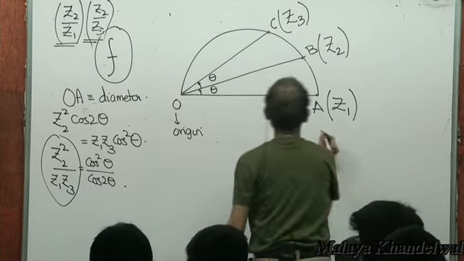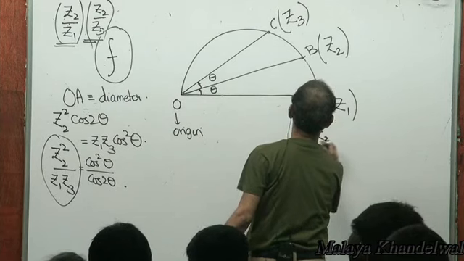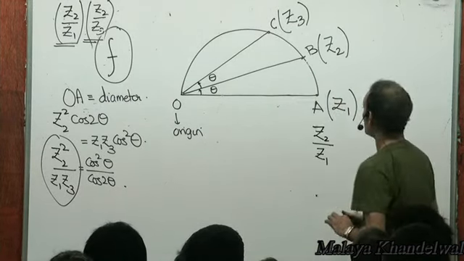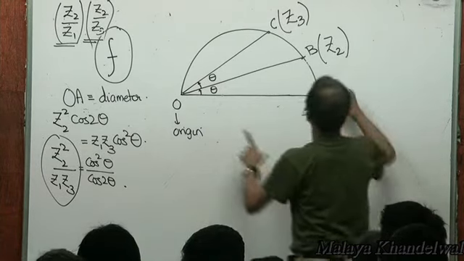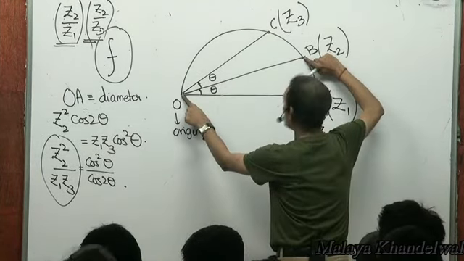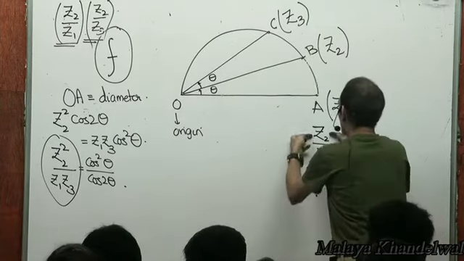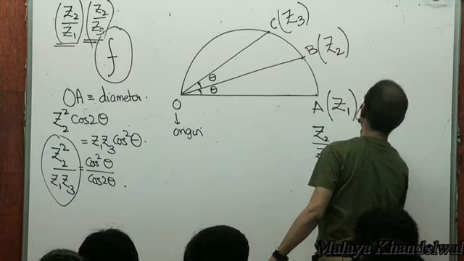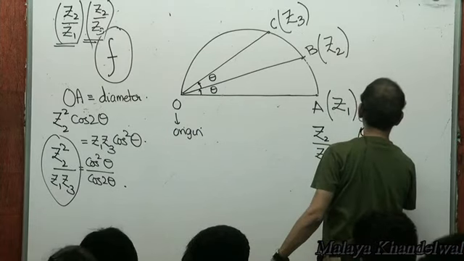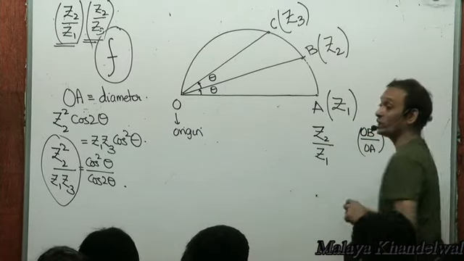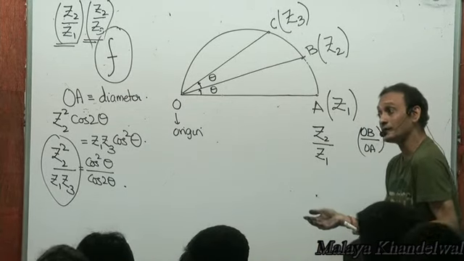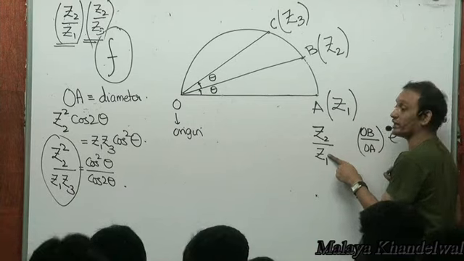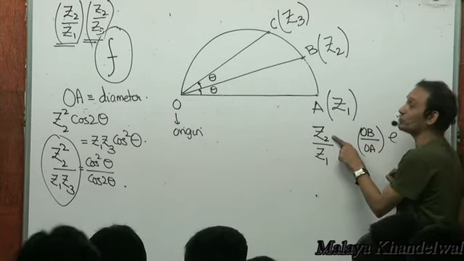Now, z2 by z1, for example, will have a modulus. What's the modulus of z2 by z1? OB by OA. So the modulus of this complex number is OB by OA, yes or no? That's the modulus of this complex number into e power i theta, where theta would be the argument of this complex number. The argument is the amount by which you must rotate the denominator vector so that it coincides with the numerator vector.